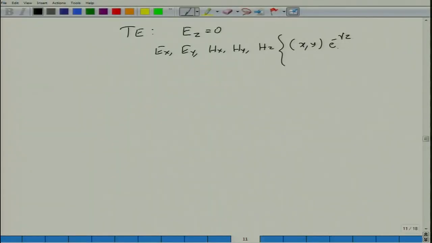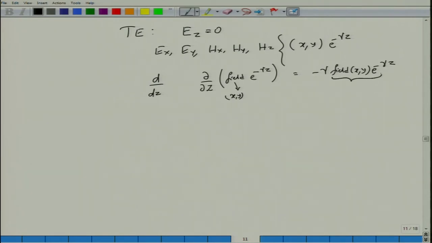Now, you can look at an additional result because of the dependence of e power minus gamma z. What would be the partial derivative del by del z of any field quantity whose z dependence is in the form of e power minus gamma z and the field dependencies of x and y? Well, this is a function of x and y, therefore it would not change anyway. But del by del z of e power minus gamma z would simply pull out minus gamma, leaving the other things as they are, field of x, y, e power minus gamma z.